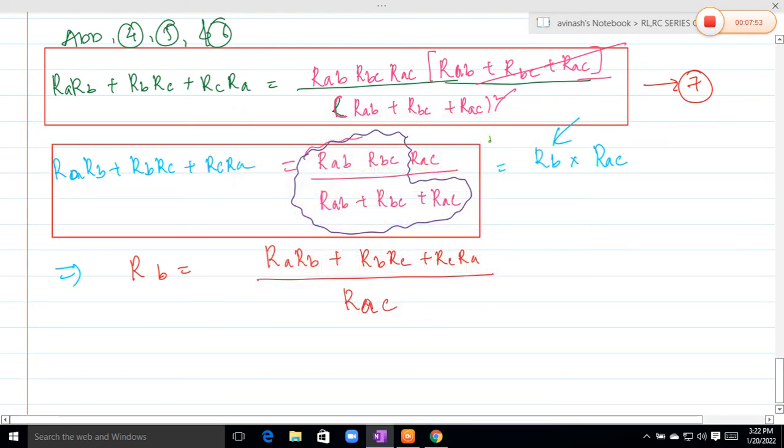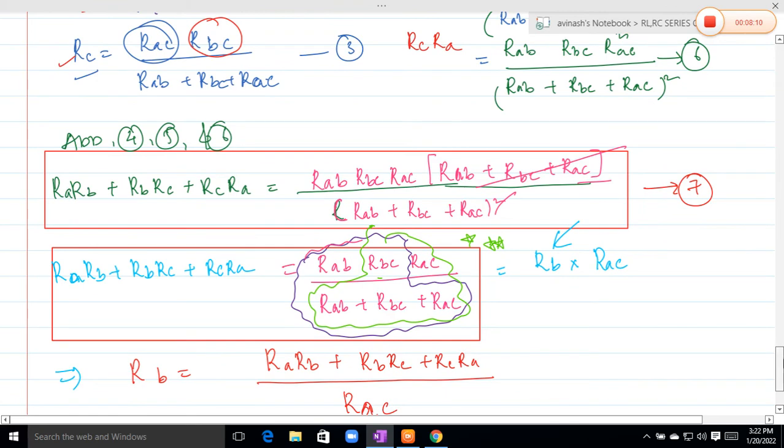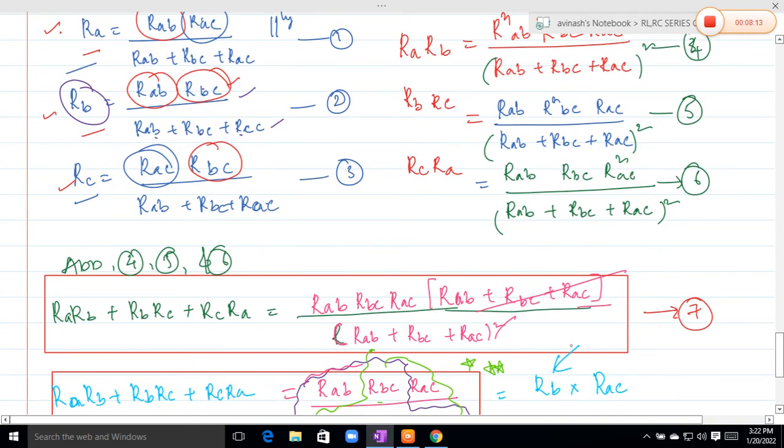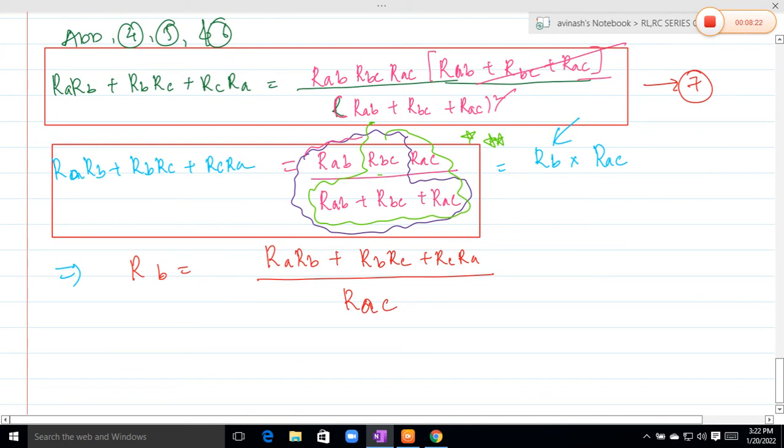Using only this equation, we will find the values. Instead of taking RAB into RBC, let me change this to RBC into RAC divided by RA plus RB plus RC. BC into AC is nothing but RC. I am changing this to RC. RC into the other combination will be RAB. From that you get the value of RC.